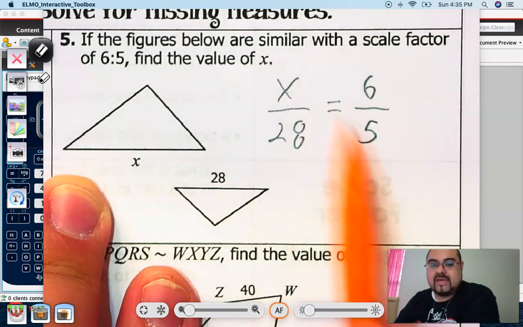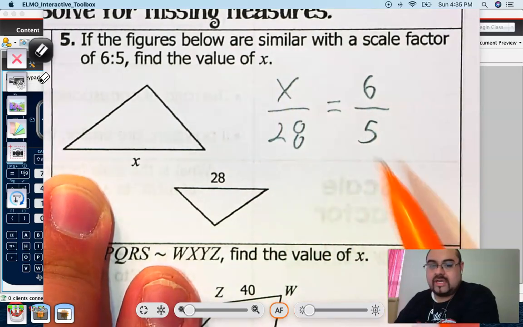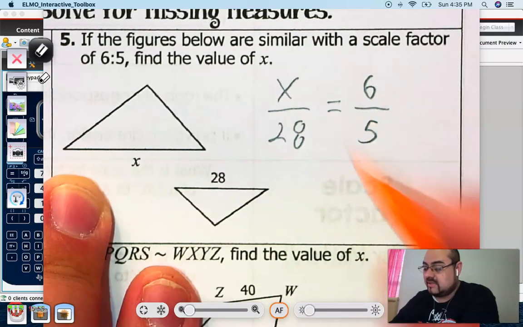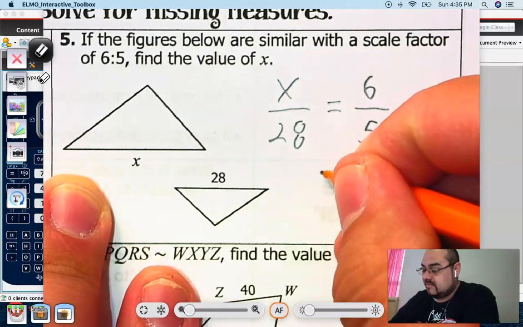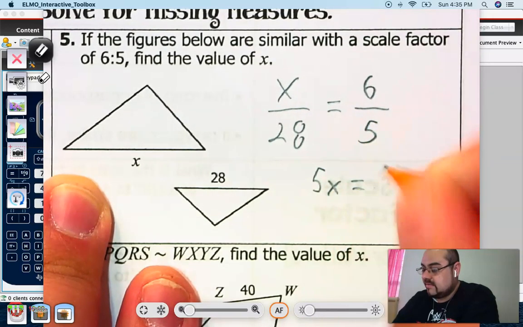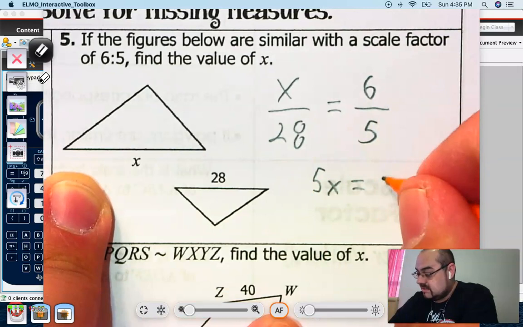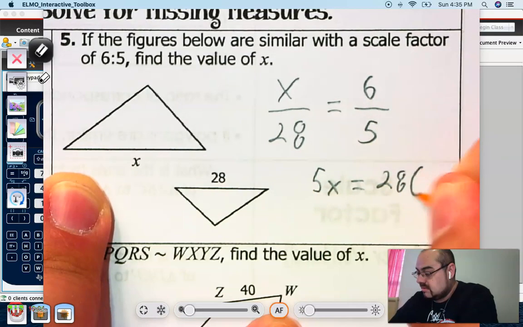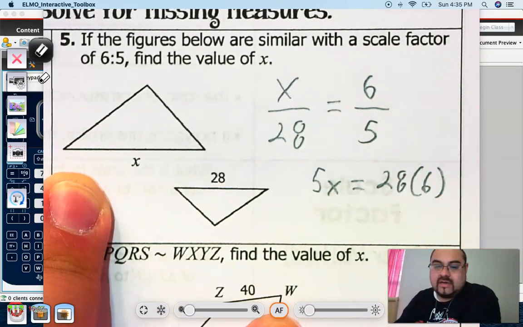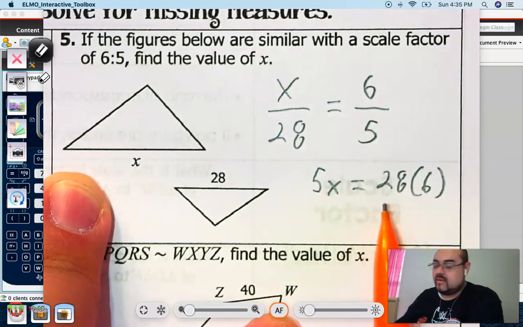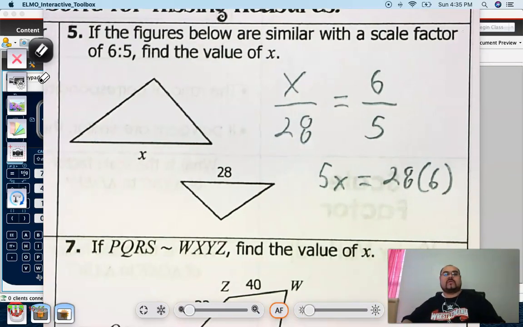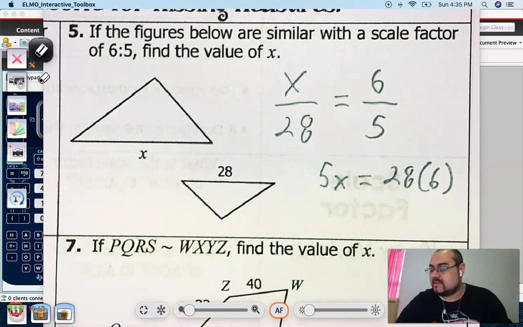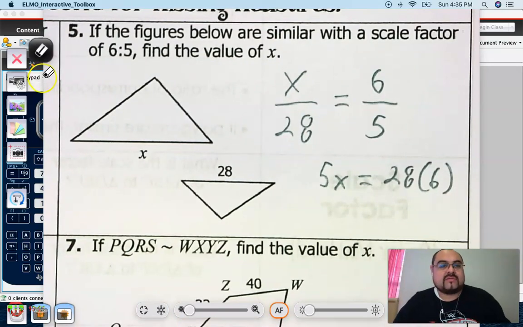Okay. Now that we have our proportion, we can go ahead and do the cross multiplication, right? X times 5, well, that's 5x. 28 times 6. And now we can either solve this by hand, or we can solve this in our TI Inspire using nSolve. Let me go ahead and do that real quick.